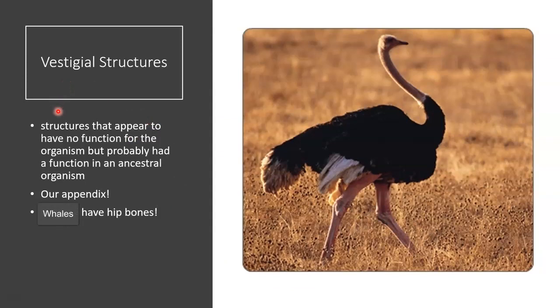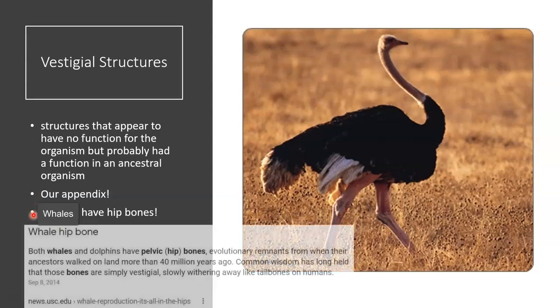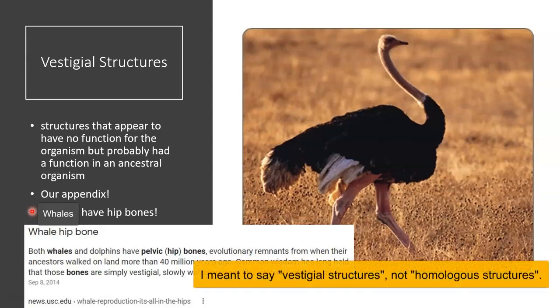Vestigial structures are fun to talk about. Vestigial structures are structures that appear to have no function for the organism, but probably had a function in an ancestral organism. Our appendix is an example of a vestigial structure. The appendix, that organ in our bodies, does nothing. But it's theorized that it did many hundreds of thousands of years ago in an ancestral organism. And whales actually have hip bones. They don't walk, but they do have homologous structures in their hips that are actually hip bones.